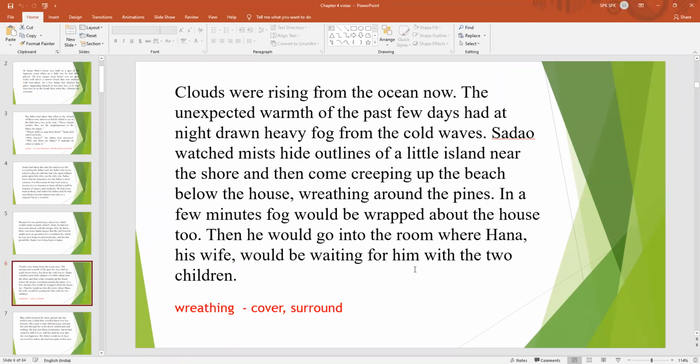Then he would go into the room where Hannah, his wife, would be waiting for him with the two children. When the fog had covered his house, he decided to go inside, back into the house, to his wife Hannah, who was waiting for him along with the two children. So the writer has given the description of his family also in this paragraph, that he was married, he had a wife and two children.